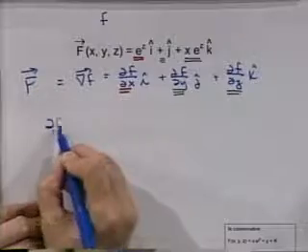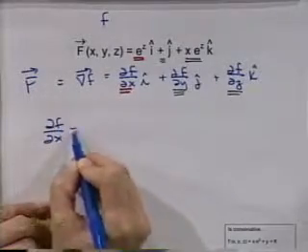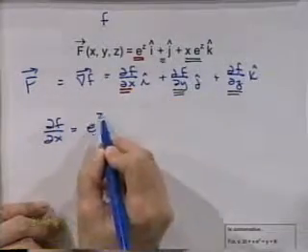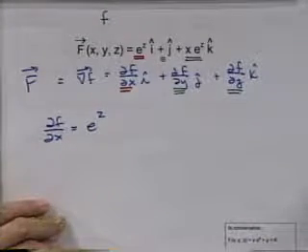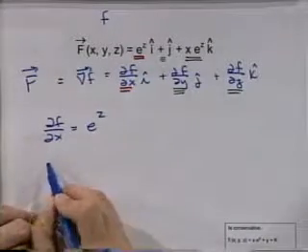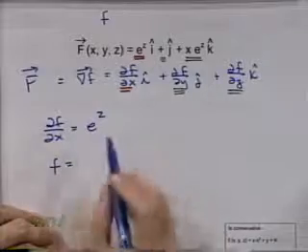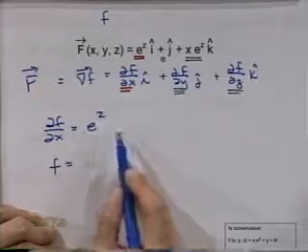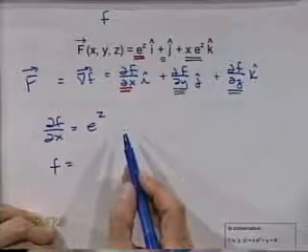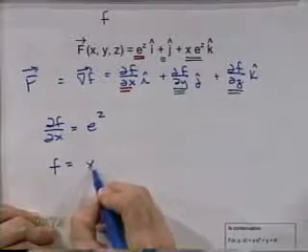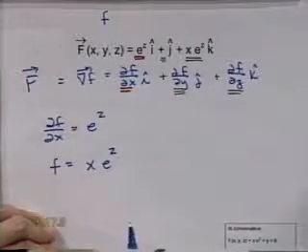So I have the partial of f with respect to x must equal e to the z. So what am I going to integrate with respect to? With respect to x. So my first guess is f should be, now what's the integral of e to the z with respect to x? x e to the z, right? Because e to the z is considered a constant.